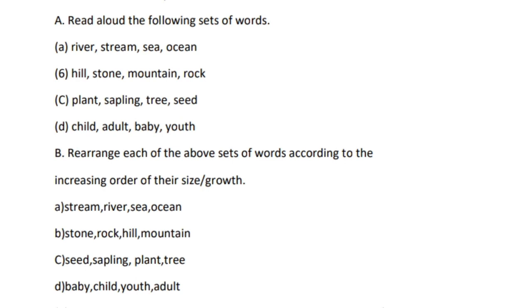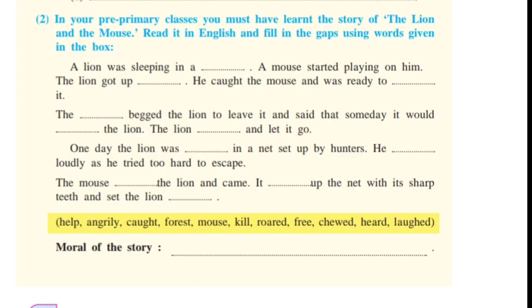Answer A. Stream, river, sea, ocean. B. Stone, rock, hill, mountain. C. Seed, sapling, plant, tree. D. Baby, child, youth, adult. Here we completed our first introductory question. Now move towards the second introductory question.